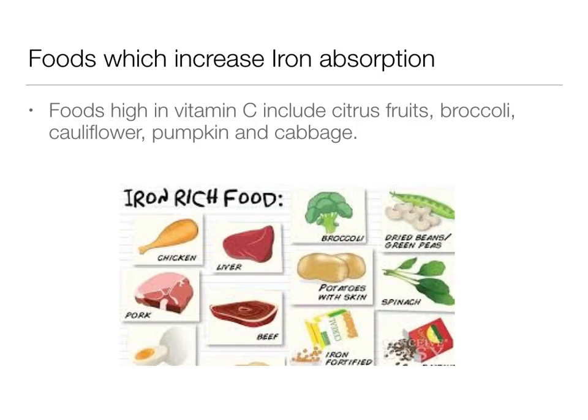Such foods include citrus fruits, broccoli, cauliflower, pumpkin, and cabbage, which are all obviously foods that could be consumed by vegetarians and vegans, for example, to increase the amount of iron they can absorb from their plant-based diet.